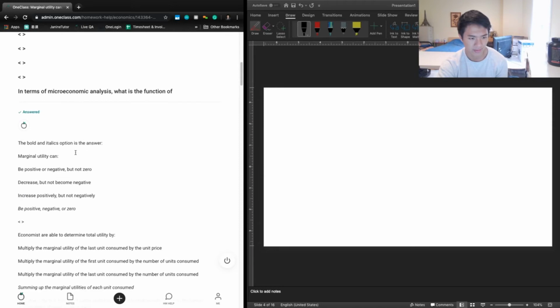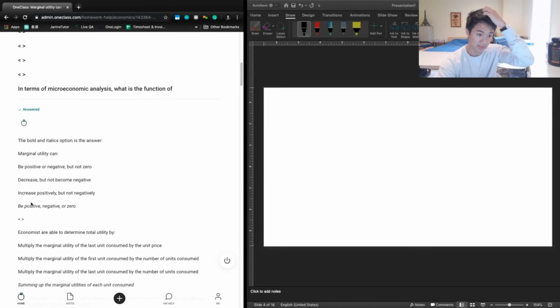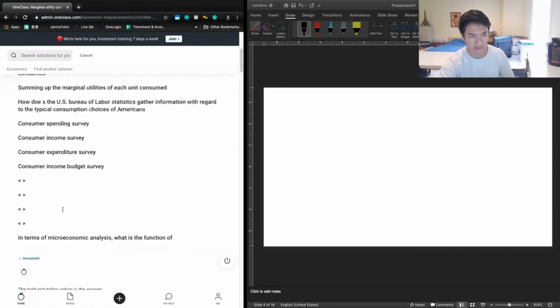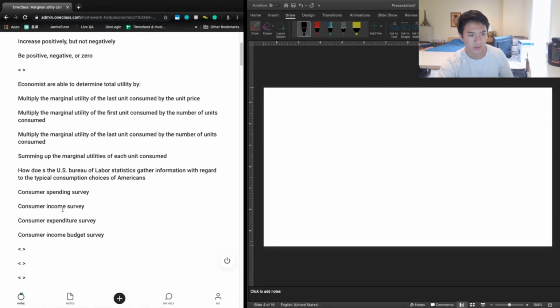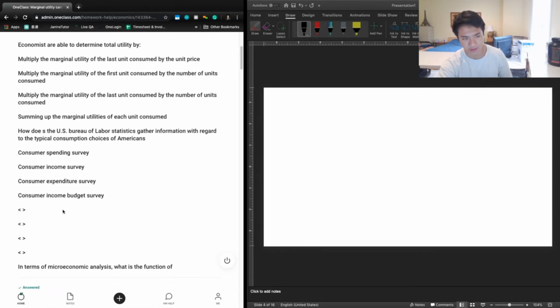So let's take a look at the previous year's answers, and they bolded and italicized the option, be positive, negative, or zero, as the right answer here. So great. Next question says, economists are able to determine total utility by doing which of the following: multiplying marginal utility of the last unit consumed by the unit price, multiplying the marginal utility of the first unit consumed by the number of units consumed, multiplying the marginal utility of the last unit consumed by the number of units consumed, or summing up the marginal utilities of each unit consumed.